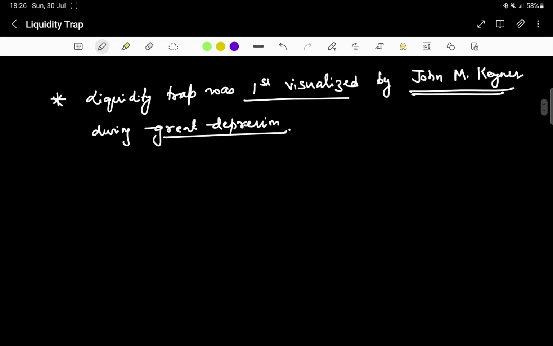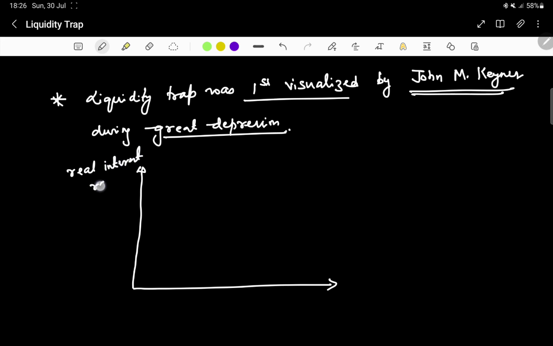So diagrammatically we will try to look into it. Suppose this is your y-axis and this is your x-axis. The y-axis is determined by real interest rates, and the x-axis is, no, not output, it is your money demand. I am writing money demand or money supply. Mind you, it is real money demand or real money supply.